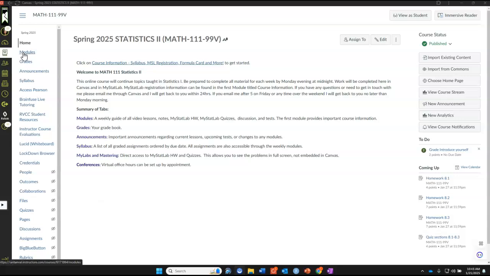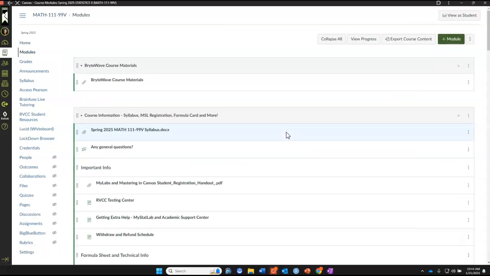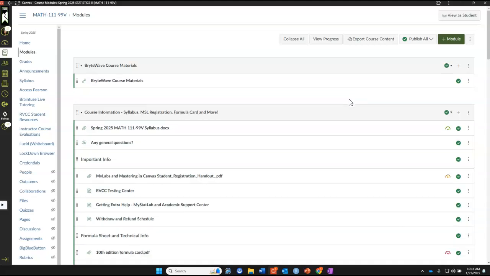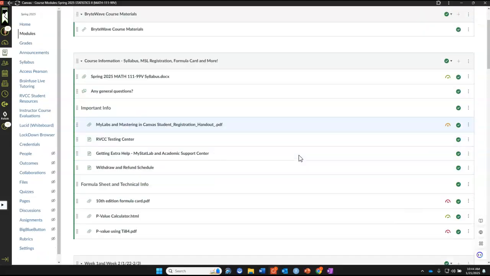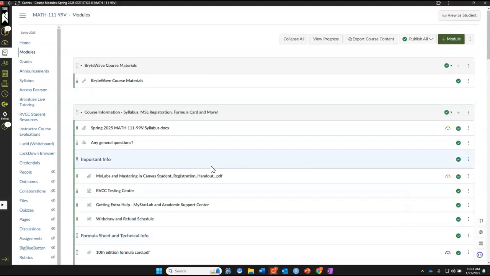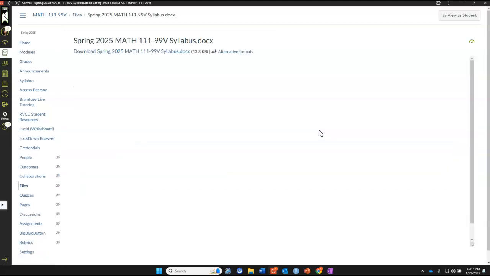The first thing you want to do is get into modules. This is where we have everything: your course material, which we'll talk about in a second, the syllabus, some important information regarding testing, and formula sheets and all that other fun stuff. So let's start by taking a brief look at the syllabus.